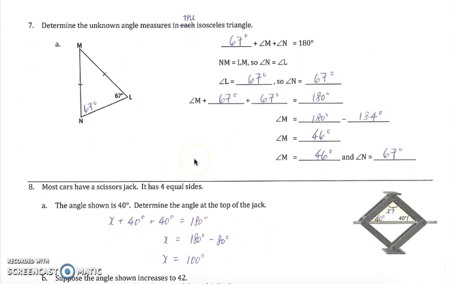Question 7. Determine the unknown angle measures in the isosceles triangle. This is triangle M, N, L. The two ticks here show me, and also the question tells me, this is an isosceles triangle. In an isosceles triangle, there are two equal sides, which makes two equal angles. Therefore, angle N is also 67 degrees, just like angle L.